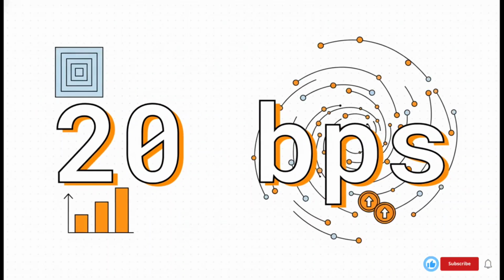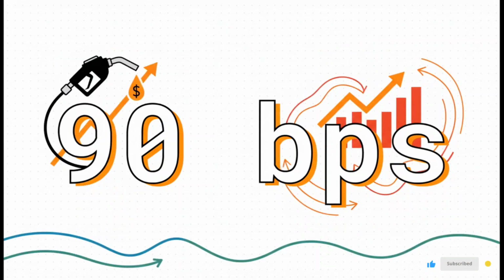What about when the economy heats up? Well, if demand strengthens and the output gap increases by 1 percentage point, the model predicts that inflation will rise by about 20 basis points. And here's a really big one. If diesel prices go up by 10%, that can push headline inflation up by a massive 90 basis points over the next 12 months. You can really see how fuel costs ripple through the entire economy.